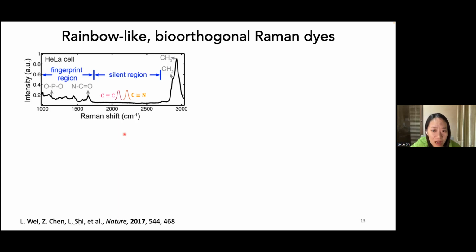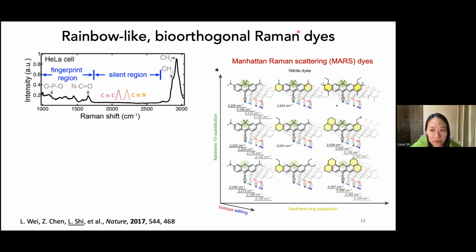So back to the development of bioorthogonal Raman dyes to fulfill multiplex imaging purpose. We rationally designed and synthesized corresponding epr-SRS dyes. Each has a triple bond directly participating in the pi conjugating system, with Cyanine identified as a promising scaffold. We named this dye palette Manhattan Raman scattering dyes, MARS for short.